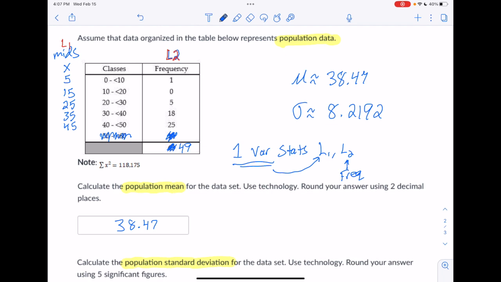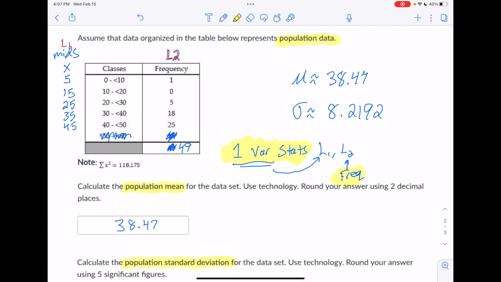I think the most common problem people have is maybe getting stuck on what to use for their X values when they're classes, so you have to use midpoints. And then the other problem that people have is when they know they have data in 2 columns, they want to do 2 variable statistics, but it really is 1 variable stats. And then make sure you list those frequencies in your second column.